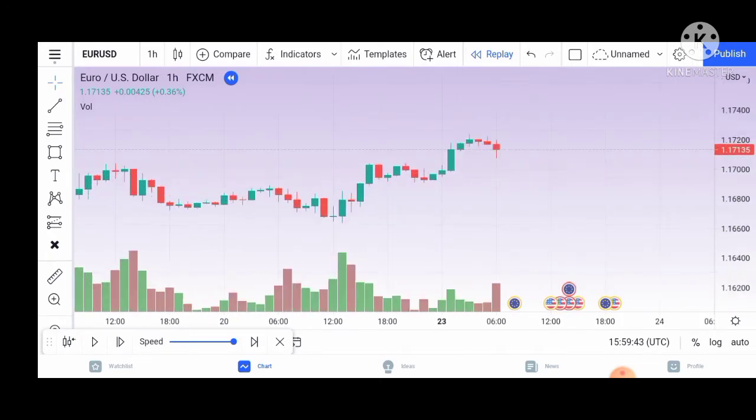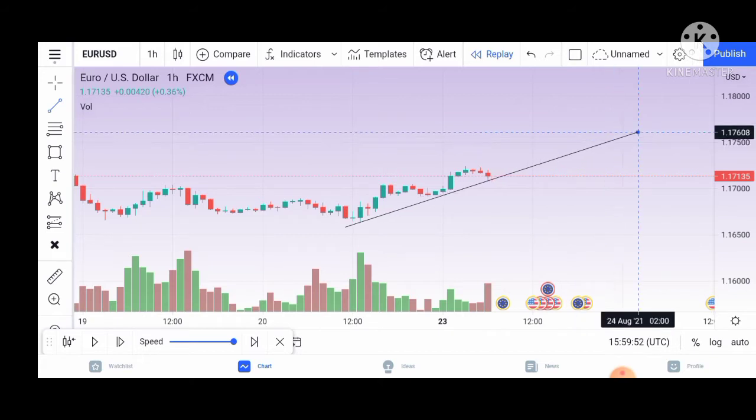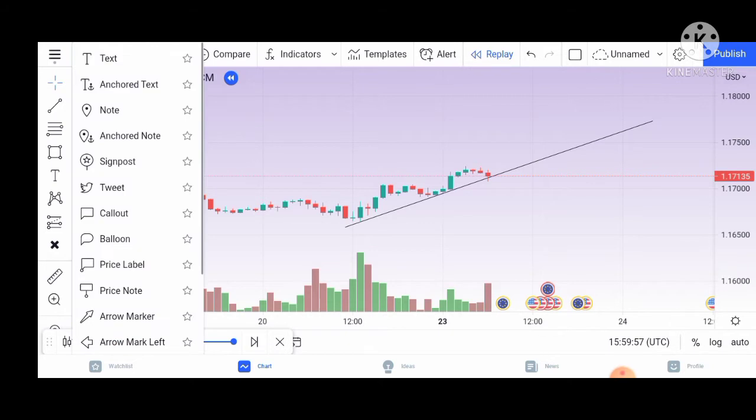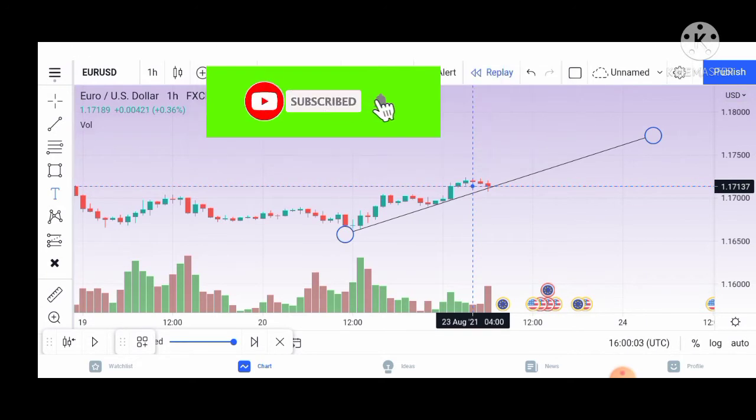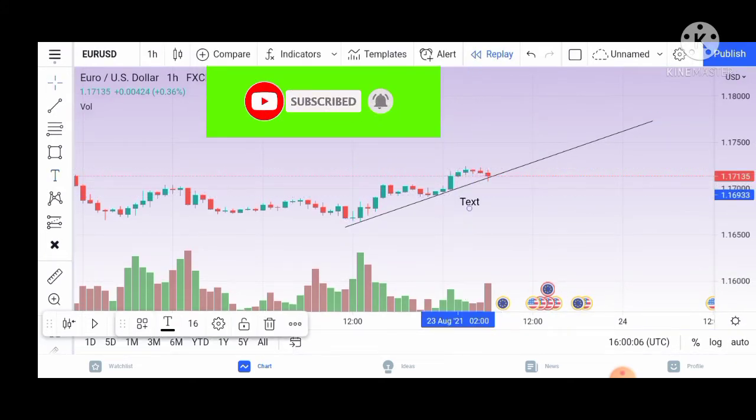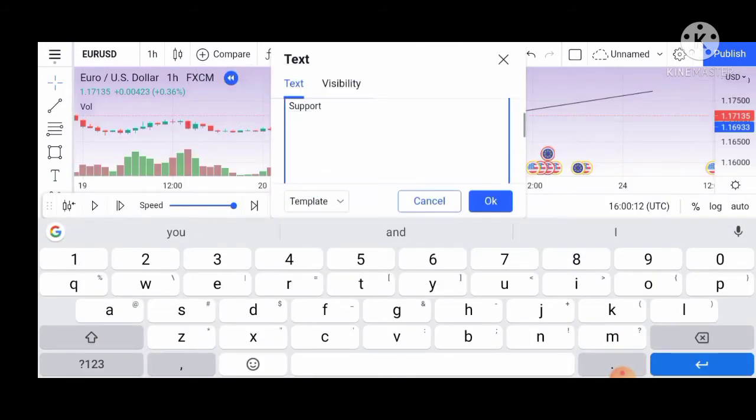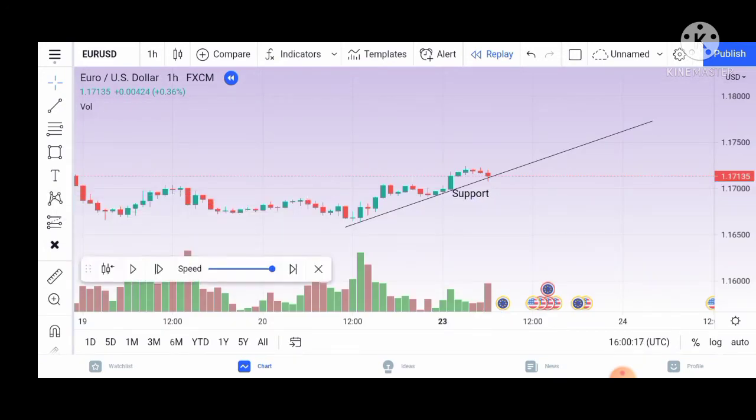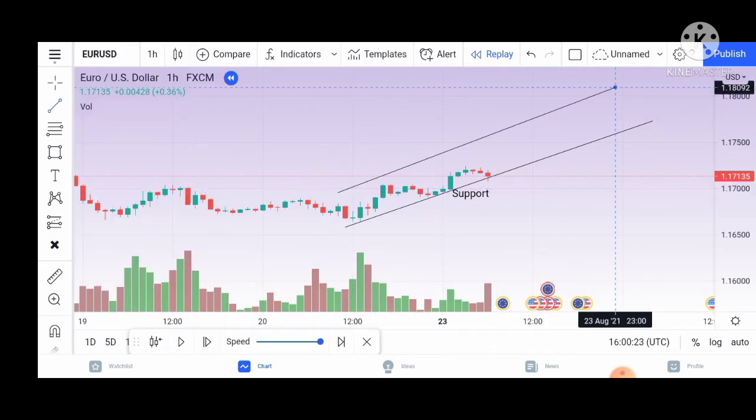Now this market, the way it is, the first thing we must do is use our trend line and draw. When we draw our trend line like this, this area is an area of support. All right, so we'll just write support. This is our area of support. We've gotten it. And this is our area of resistance, joining the two lines together.